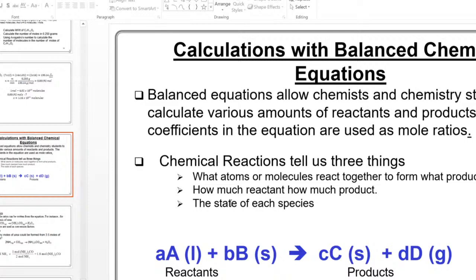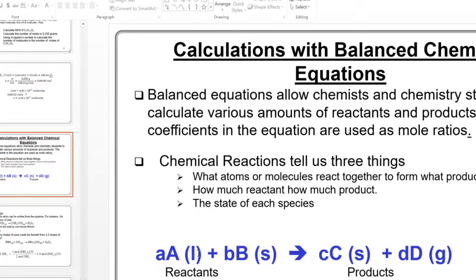The next aspect is for us to understand what balanced chemical equations are. Balanced equations allow chemists and chemistry students to calculate various amounts of reactants and products. The coefficients in the equation are used as mole ratios. Chemical reactions tell us three things: what atoms or molecules react together to form what products, how much reactant and how much product is involved, and it also tells us the state of each species.